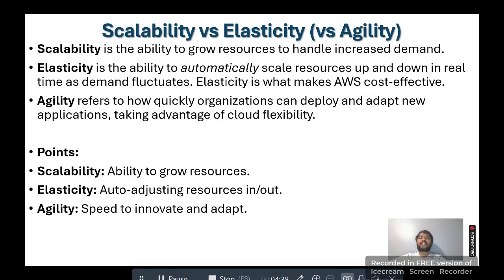Scalability versus elasticity. Scalability is the ability to grow resources to handle increased demand. Elasticity is the ability to automatically scale resources up and down in real time as demand fluctuates. Elasticity is what makes AWS cost effective. Agility refers to how quickly an organization can deploy. Points: scalability, ability to grow resources; elasticity, auto adjusting resources in and out; agility, speed to innovate and adapt.